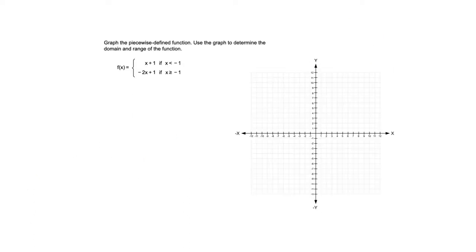Number 4 is the first piecewise. So you just have to graph each line. Okay, so the first one, we have x plus 1.